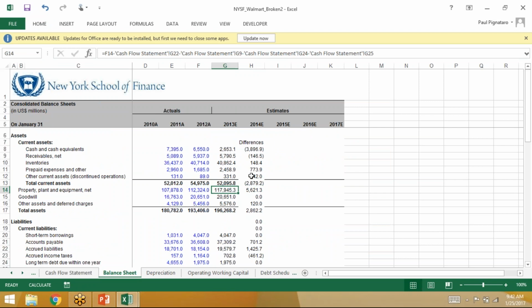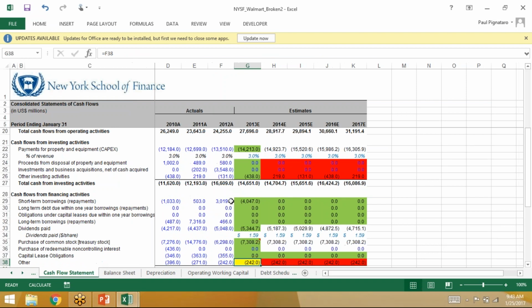Property, plant, and equipment is up by 5621.3. What should we see there? We should see CapEx, depreciation, a couple of items like proceeds from disposed property and investment business. And at what value should they net out to be? I think that all of that was 5621.3. Which direction? Negative. We should see negative 5621.3.